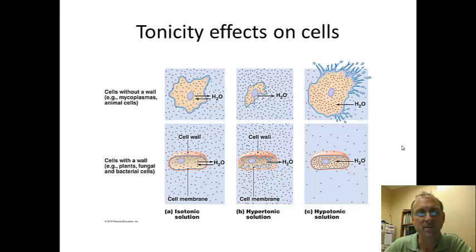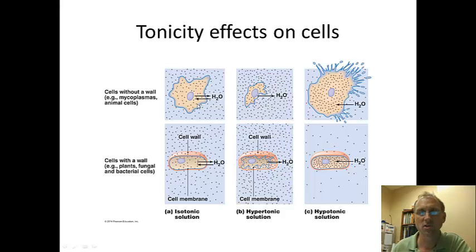Here we can see what happens when a cell moves from an area of low salt to an area of high salt. If we start over here in panel A, we see that the concentration of salt on the outside of the cell and inside the cell is pretty much exactly the same. And what happens in this case is water moves freely back and forth in and out of the cell.